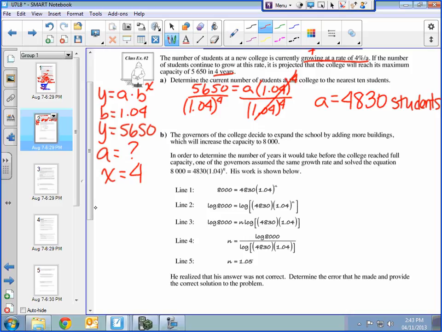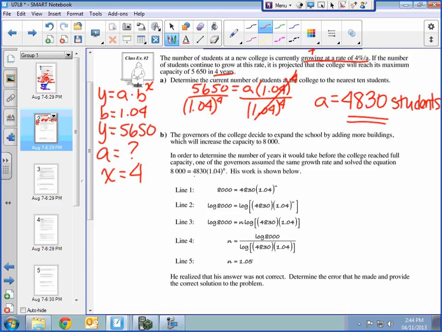Okay, so let's start B. So the governors of the college decided to expand the school by adding more buildings. So this will increase the capacity to 8,000. So now we have a new maximum capacity that this college can hold. So in order to determine the number of years it would take before the college reached full capacity, one of the governors assumed the same growth rate and solved the equation 8,000 equals 4830 times 1.04 to the n. So we found this right here was our original, right? That's our initial number of students.